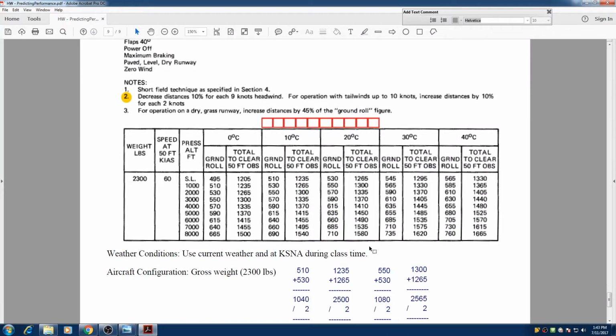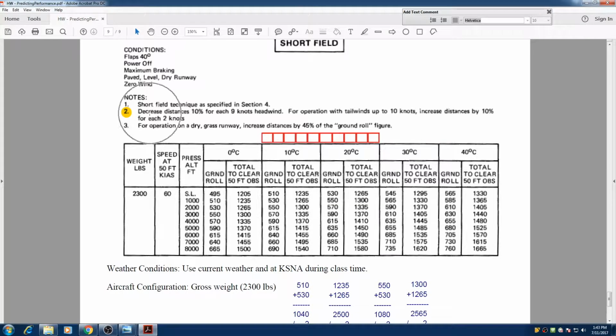So let's look at this chart. It's basically the same chart that we have for takeoff, with the exception of right here with note number 2. It says decrease distances 10% for each 9 knots of headwind, and for operations with tailwinds up to 10 knots, increase the distance by 10% for each 2 knots. So I'm going to explain this really quickly to you.